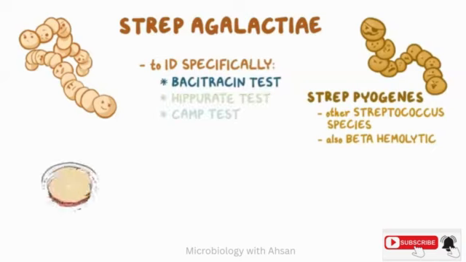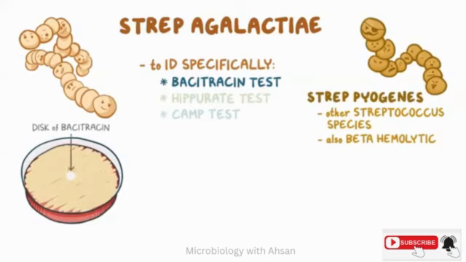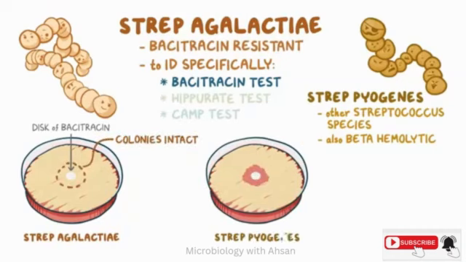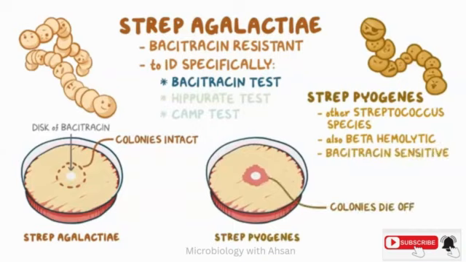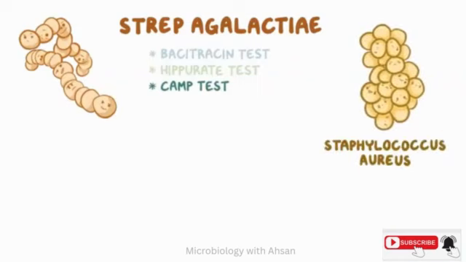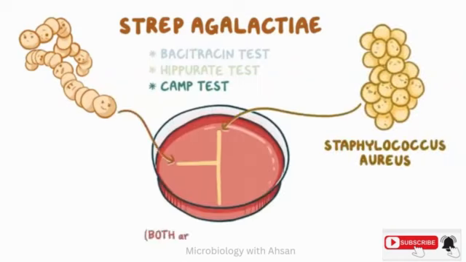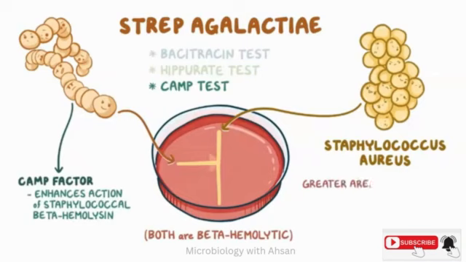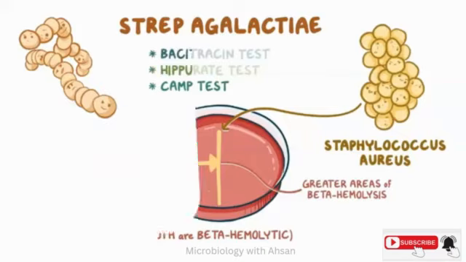With the bacitracin test, a disc of bacitracin is added to the blood agar. Strep agalactiae is bacitracin resistant, so the colonies remain intact, whereas strep pyogenes is bacitracin sensitive, so the colonies die off. With the CAMP test, strep agalactiae is grown with Staphylococcus aureus on the same blood agar. Both these bacteria are beta-hemolytic, but strep agalactiae makes a substance called CAMP factor, which enhances the action of staphylococcal beta-hemolysin. This results in greater areas of beta-hemolysis where these colonies cross each other on the blood agar plate.